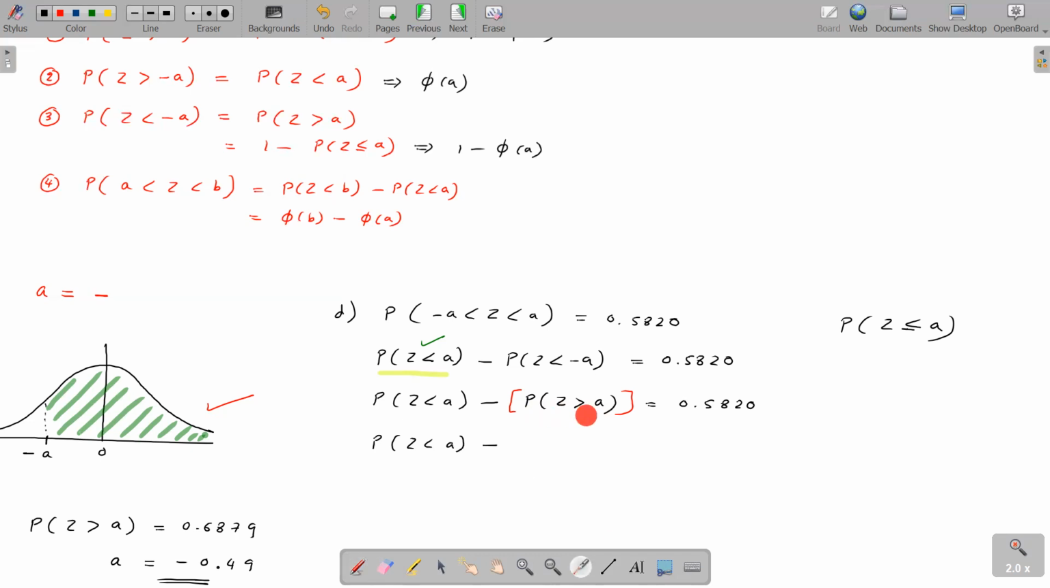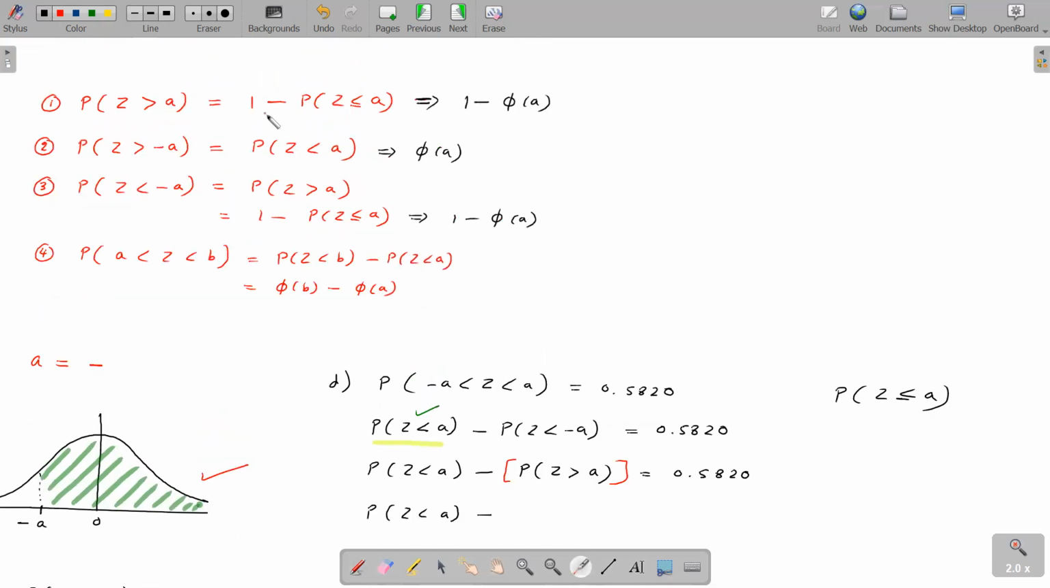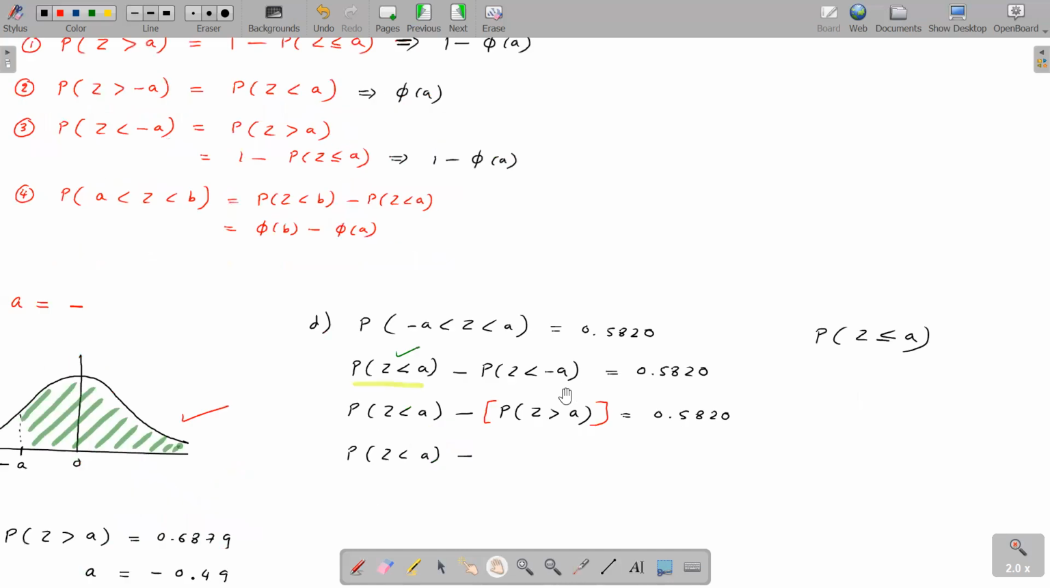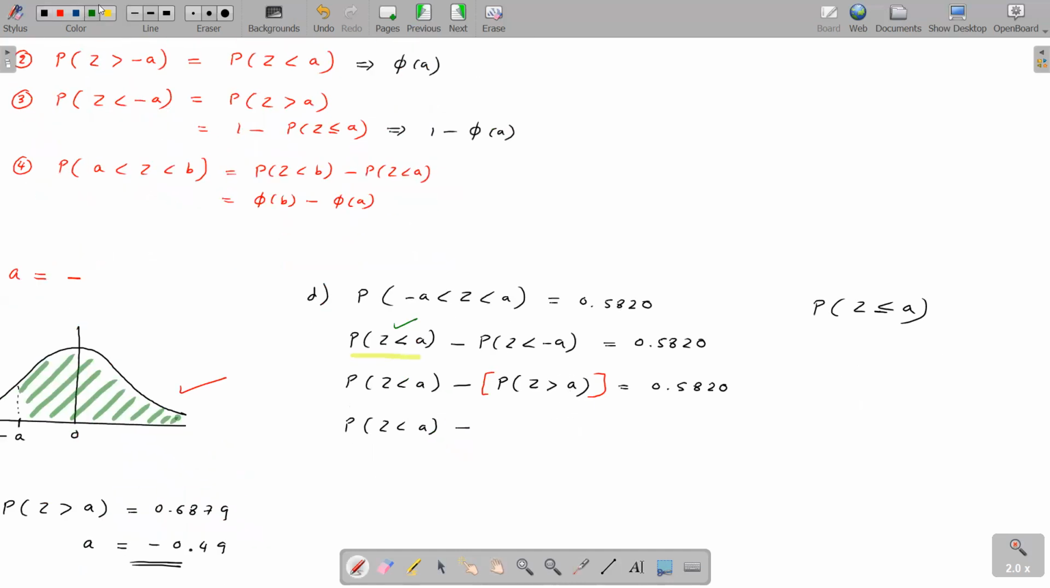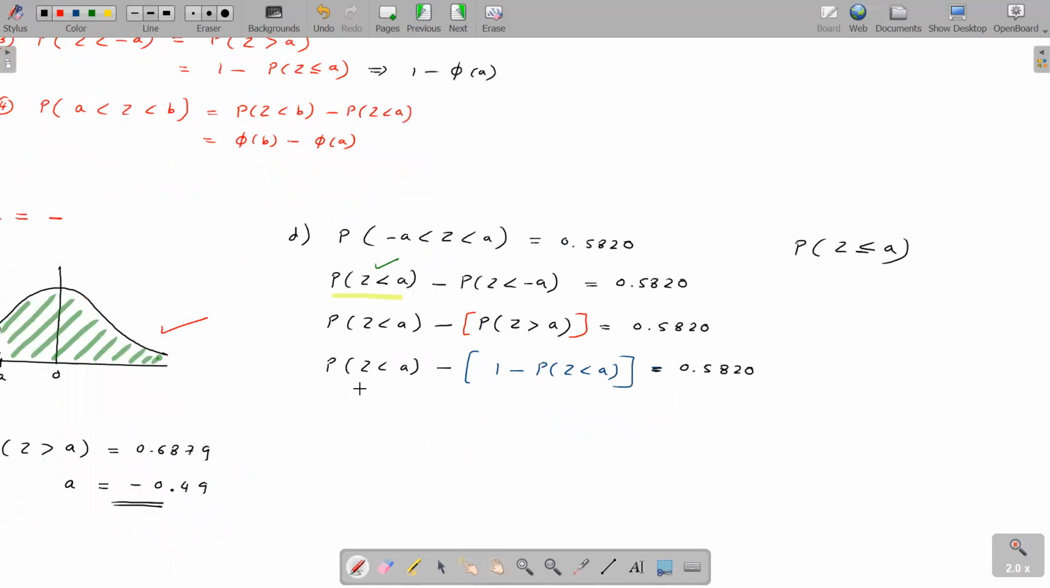Now, again, to use the table, I can't have Z greater than. It needs to be Z less than in order to use the table. So what do we do here? We use the first rule conversion. Z greater than is equal to 1 minus probability Z less than. So I'll do the conversion here. Inside the brackets, 1 minus probability Z less than or equal, or less than, makes no difference in continuous. I keep repeating that to you guys. It doesn't make a difference. So this is 0.5820. Okay, open the brackets.